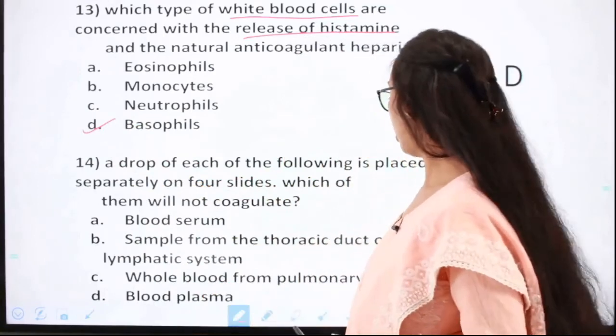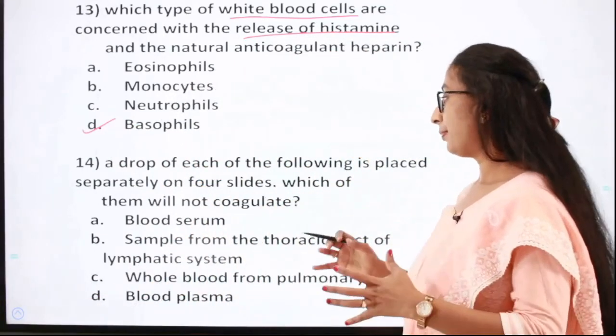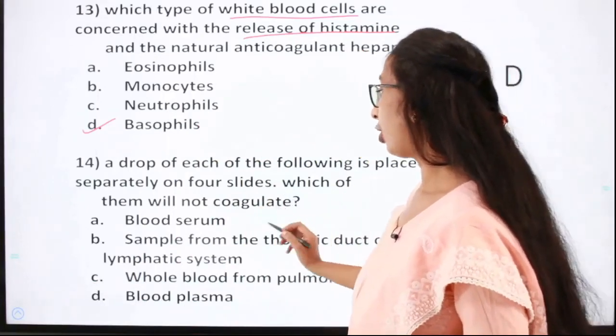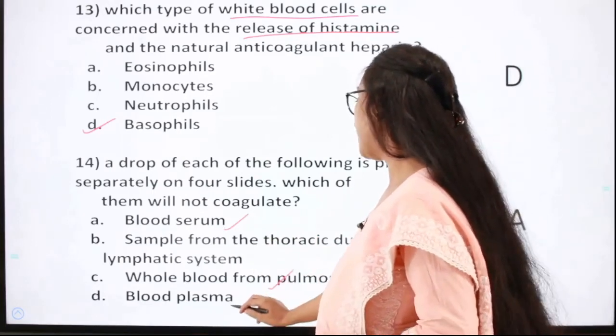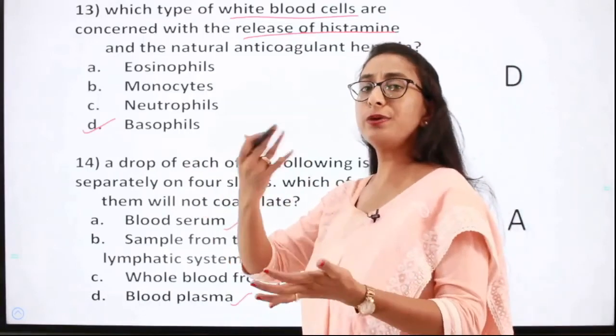And then, a drop each of the following is placed separately on 4 slides. Which of them will not coagulate? A drop of blood serum, a drop of whole blood, blood plasma and a sample from the thoracic duct. All of these will be placed on a slide. So which will not coagulate?